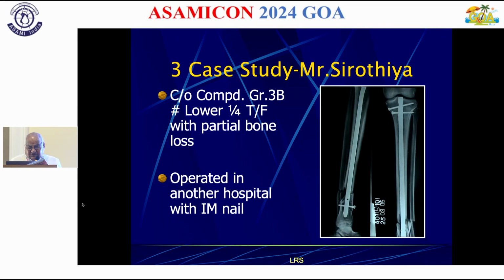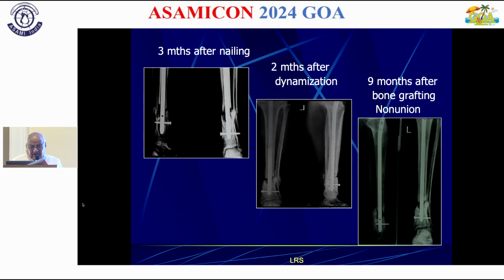Third case, this is a fracture of the lower 1/4 of the tibia, a compound fracture with partial bone loss, operated in another hospital with an intramedullary nail. Now when you have a fracture, everybody tries to do the nailing. So the nail was done. But after 2 months, there was no sign of callus formation.